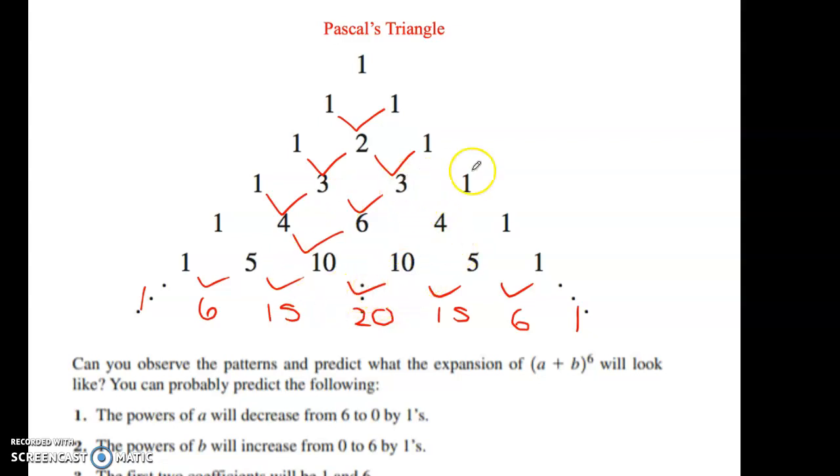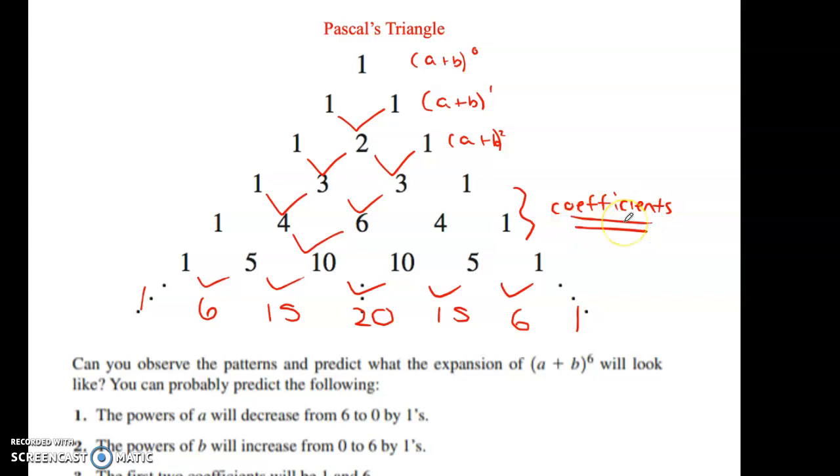Now, these are the coefficients of the binomials. So this was a plus b to the 0 power. This was a plus b to the 1st power. Again, these are the coefficients. A plus b squared was a squared plus 2ab plus b squared. So again, all of these numbers here are the coefficients of our answers.